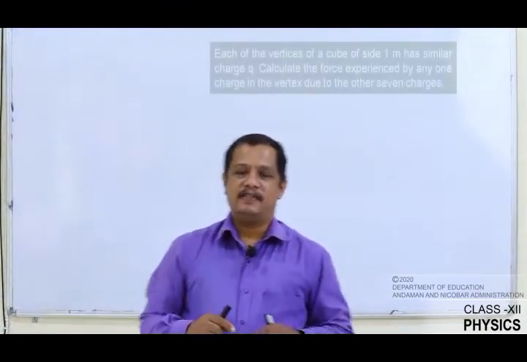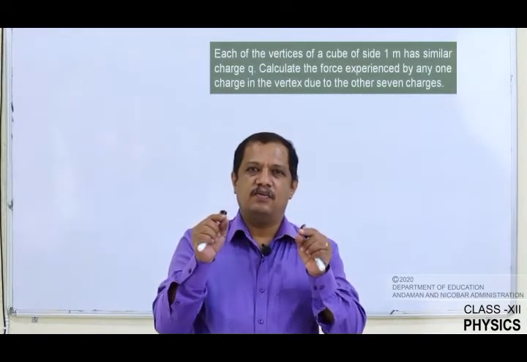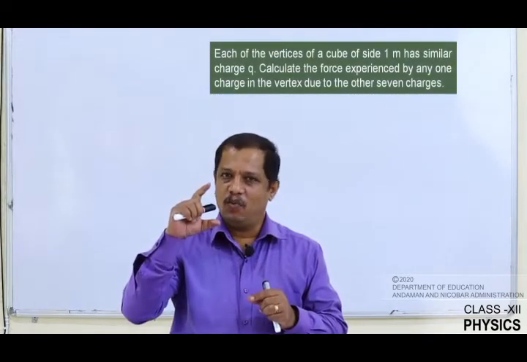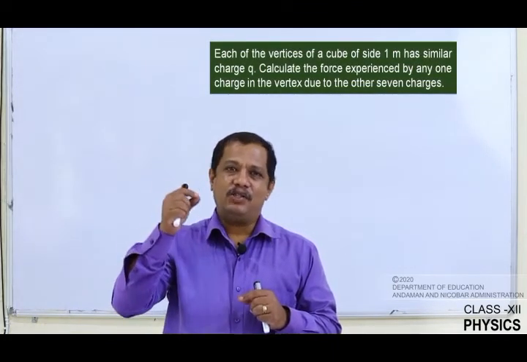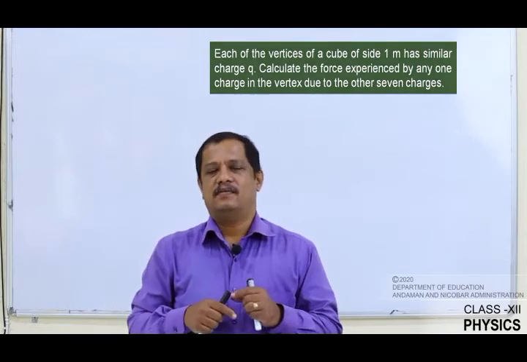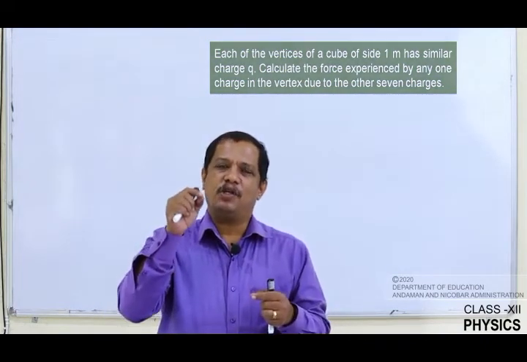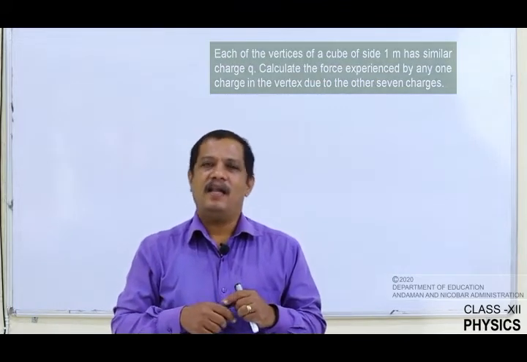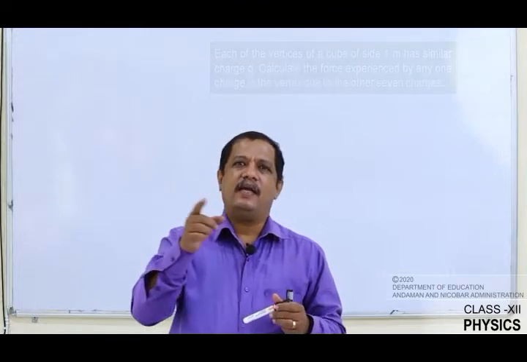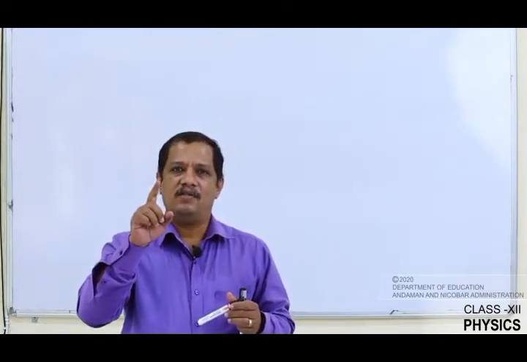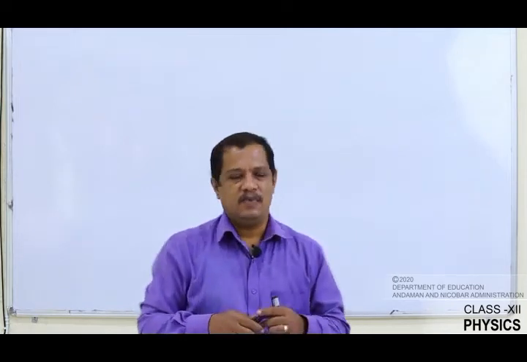The next problem is, let us assume that we have a cube of side 1 meter, and at each of the vertex of the cube similar charge q is placed, and let us try to find the Coulomb force at any one of the charge in one of the vertex due to all other charges in the cube. Let us see.